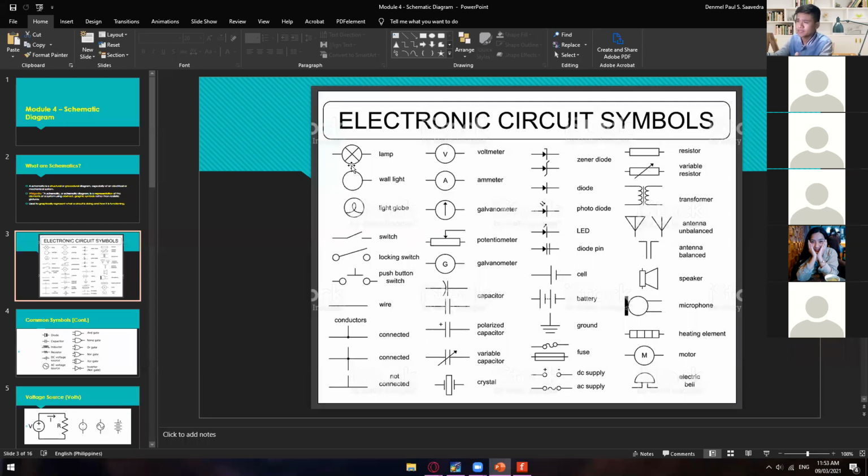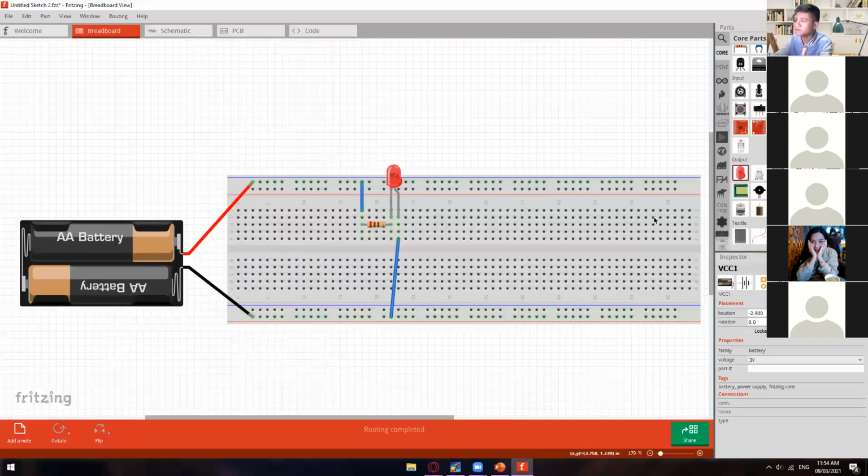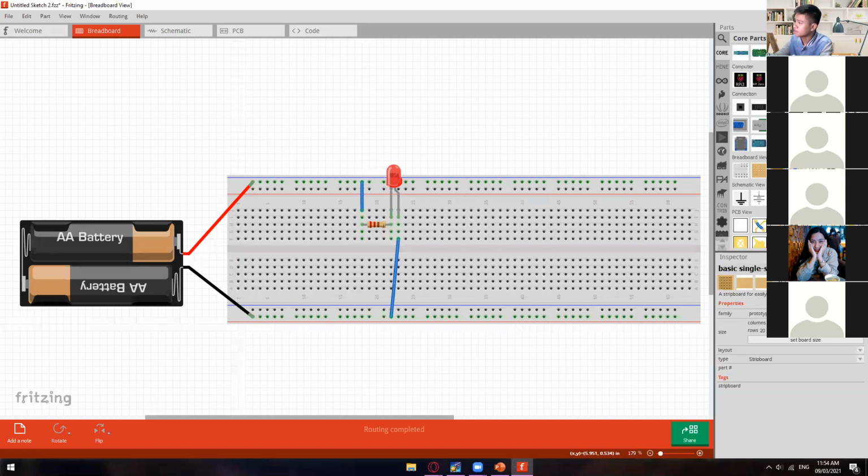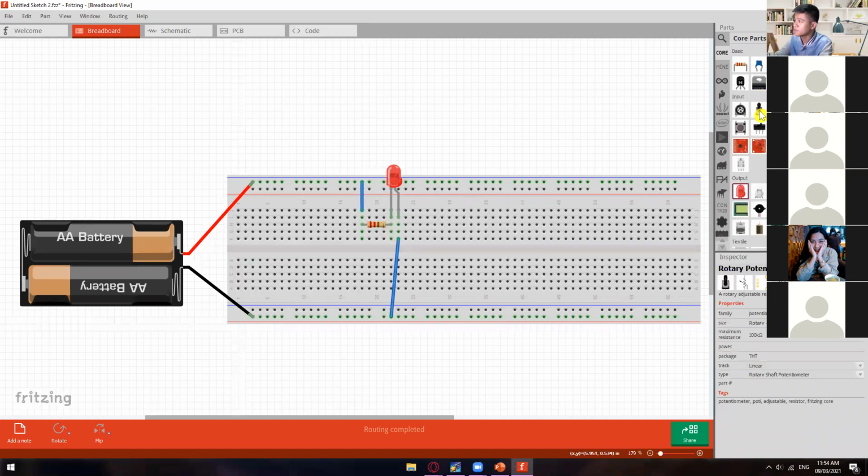So we have here a representation of a lamp. We have here a wall light, light globe, switch, locking switch, and so on and so forth. So there's a lot. Okay. So there are other components which are not included in here. But if ever you'll be needing one, we have the internet for you to search what is the schematic symbol of that one, or you can just look for the real components on the Fritzing. Okay. So if it's available in here, then just check that one.